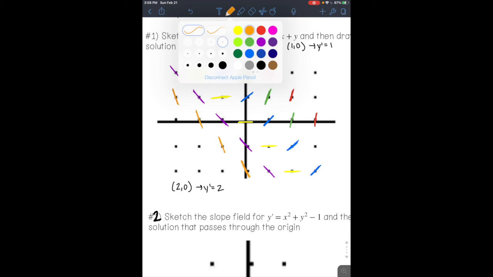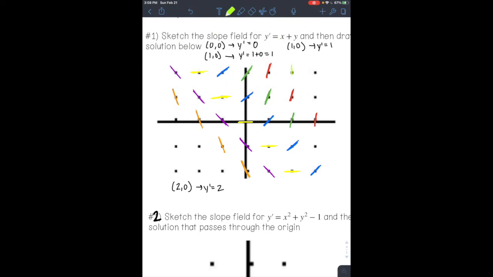Okay, if we got 2, 2, that's going to give me a slope of 4. I don't know. Haven't used lime green yet, so it's pretty vertical. So that's also going to be pretty vertical.